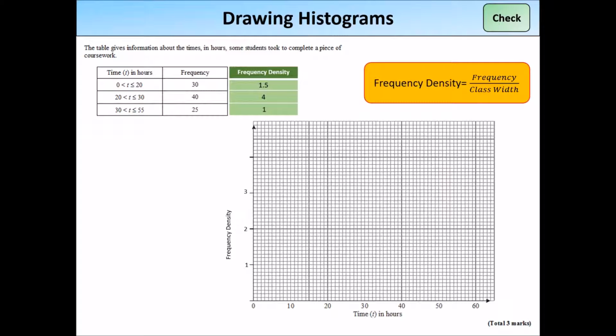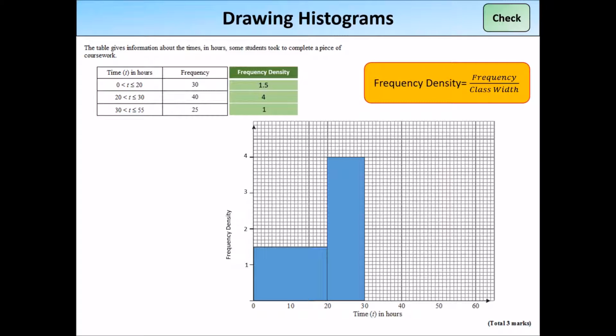Add in your scale, and again I've just gone for a nice easy one because I've counted the squares beforehand. So my first one then, okay, if I'm going along, it's going to go along 20 and it's going to go up to 1.5. My next one goes along from 20 to 30, that's a gap of 10, and it goes up to 4. And then my final one there from 30 to 55 goes up to 1.